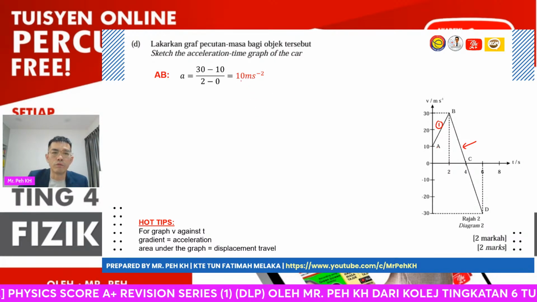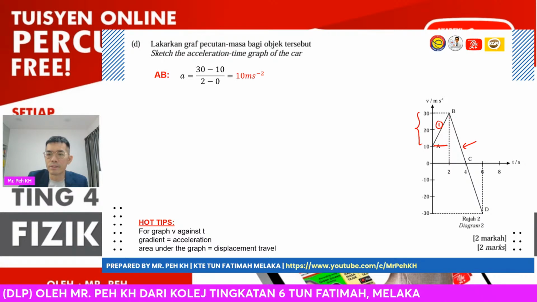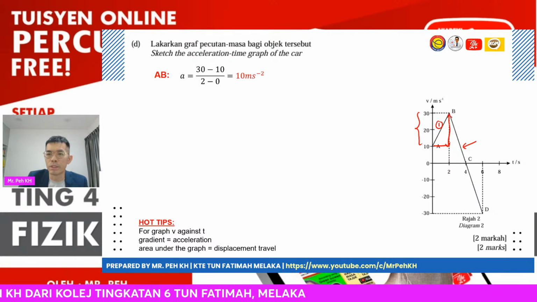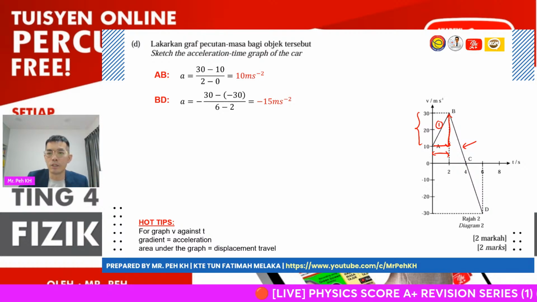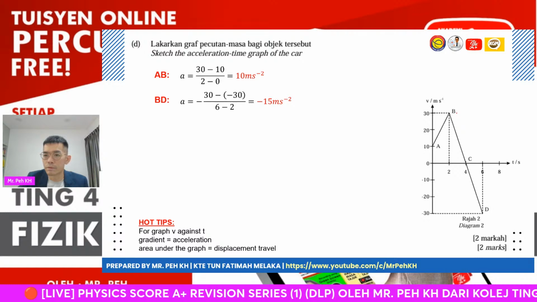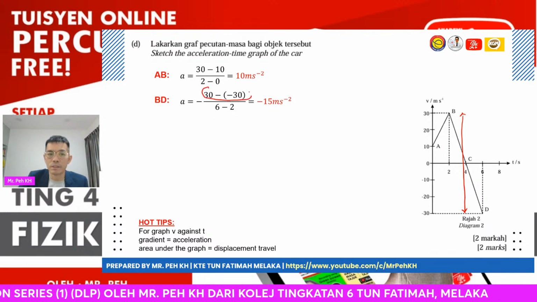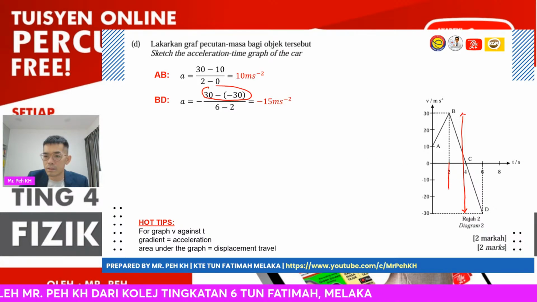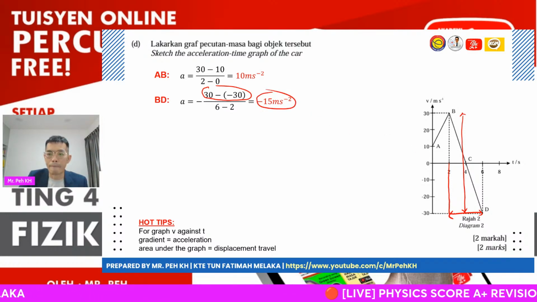So here you have to find AB. The A will be equivalent to 10, where we use the change in Y over the change in X: from here to here, 30 minus 10, then 2 minus 0. You will get 10. Then the BD, from here to here, it will actually be 60 or here. And then for this triangle from here to here, there will be 4, 6 minus 2. So you get negative 15.